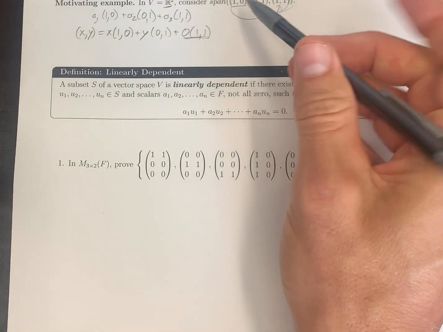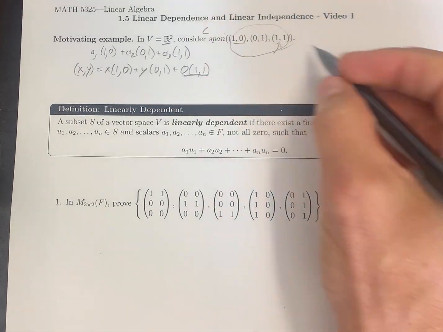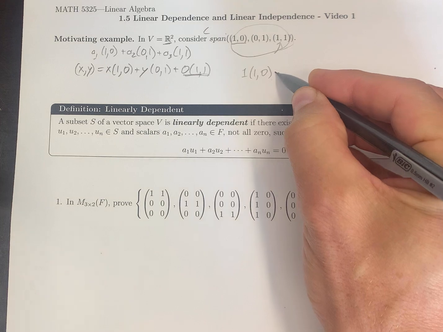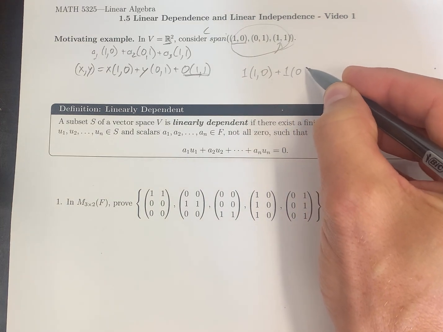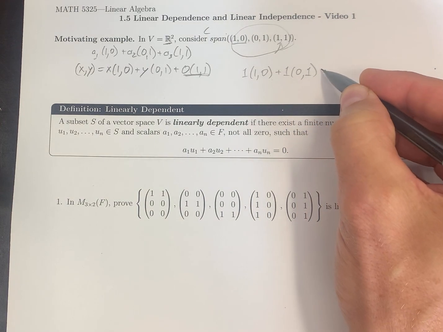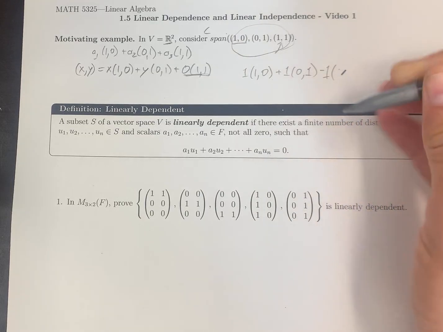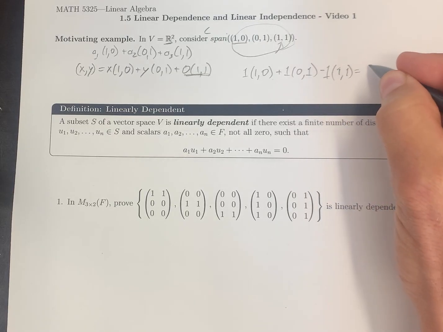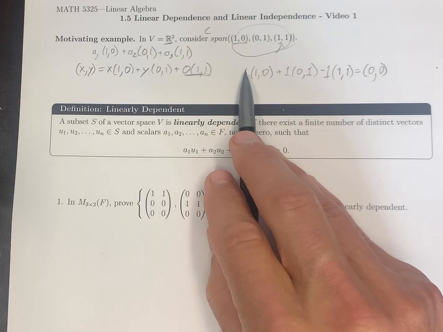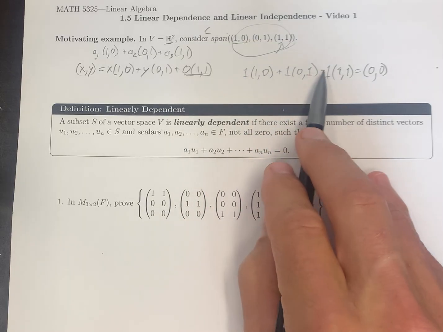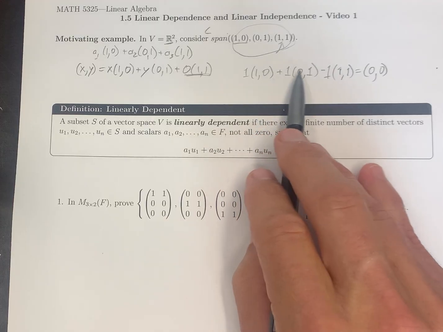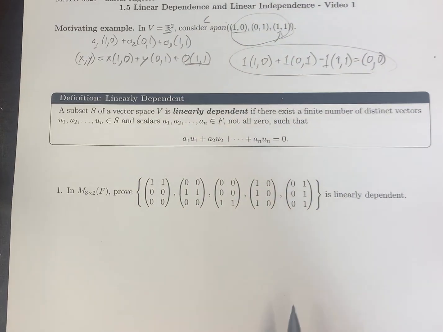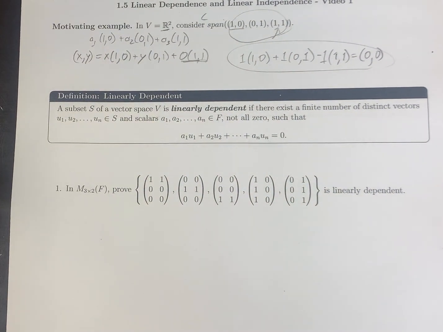So what would that look like in our toy example? Can you see that if I had 1 times (1, 0) plus 1 times (0, 1), and then I just took negative 1 times (1, 1), that would come out to (0, 0)? Let's just check: first component, 1 plus 0 minus 1 is 0. Second component, 0 plus 1 minus 1 is 0. So this set matches the definition of linear dependence.